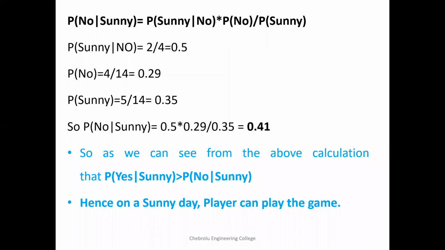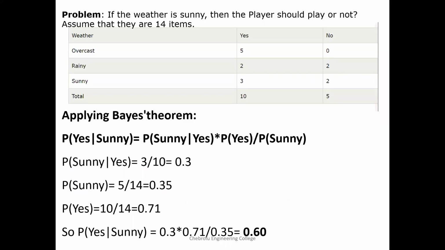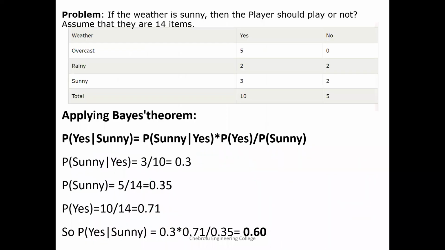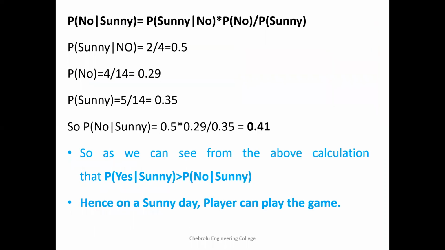So now we can infer that yes by Sunny is 0.60. Similarly, what is no by Sunny? Sunny day, on a sunny day, whether a player should play or not. This is the question. So yes by Sunny gives you 0.60, and no by Sunny in the similar way, if you calculate, you'll end up with 0.41. So the probability of yes by Sunny is 0.60 and the probability of no by Sunny is 0.41.